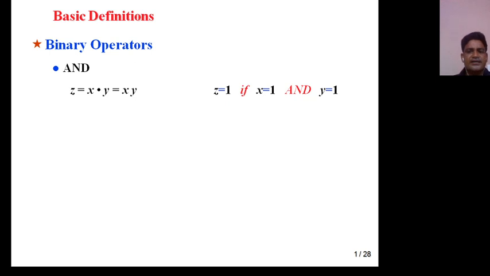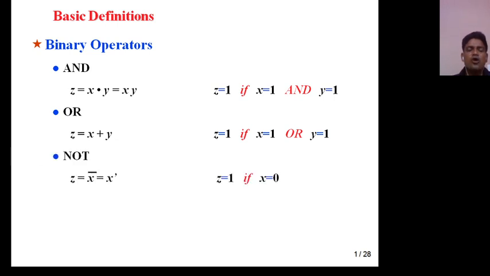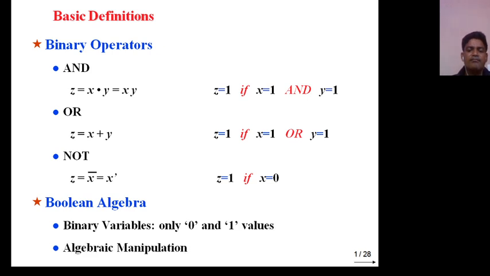And this is nothing but x dot y. You know AND gate, if all the inputs are high, output is high. OR operator, z equal to x plus y. This is your OR operator. NOT, z equal to x bar. And Boolean algebra has only 0 and 1 values. Only means there are only 2 constants.